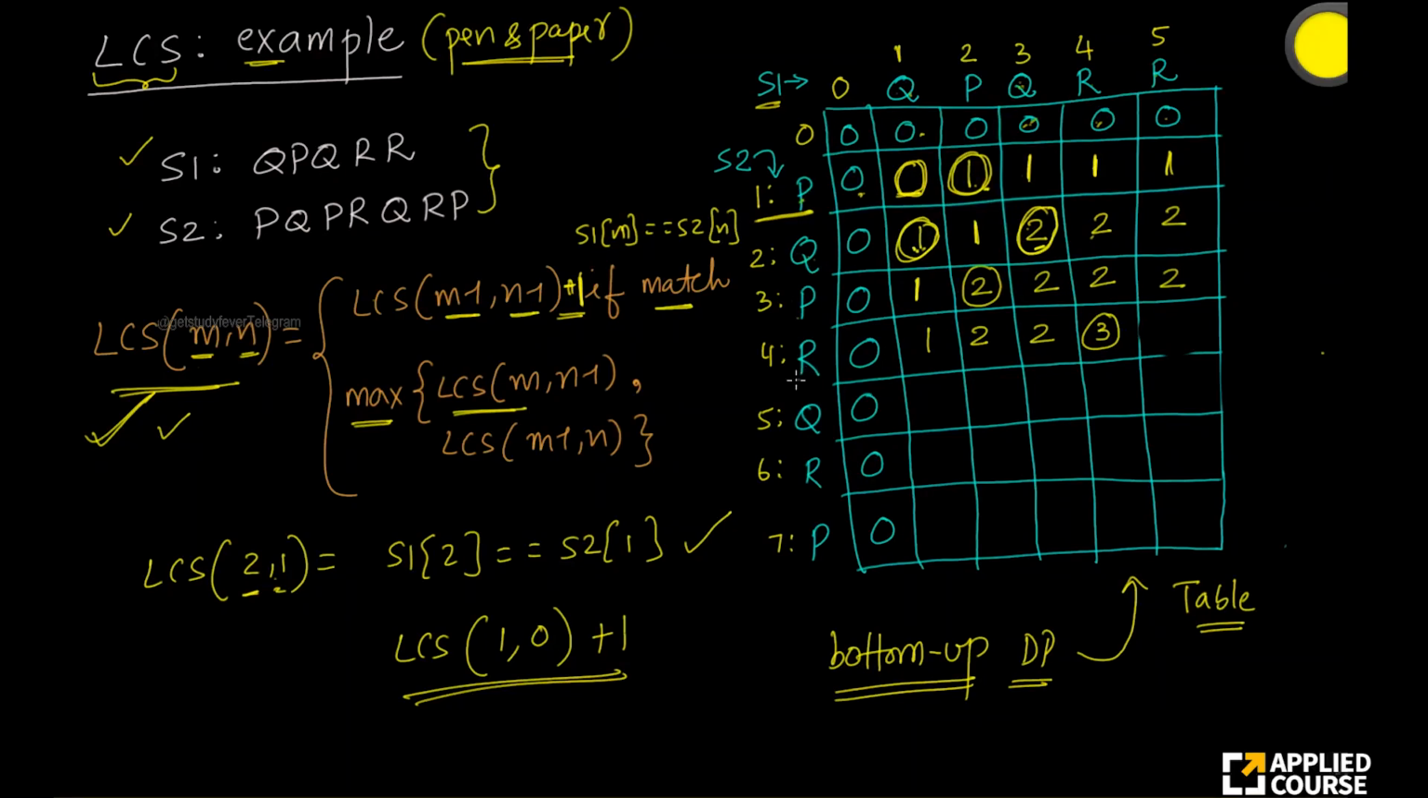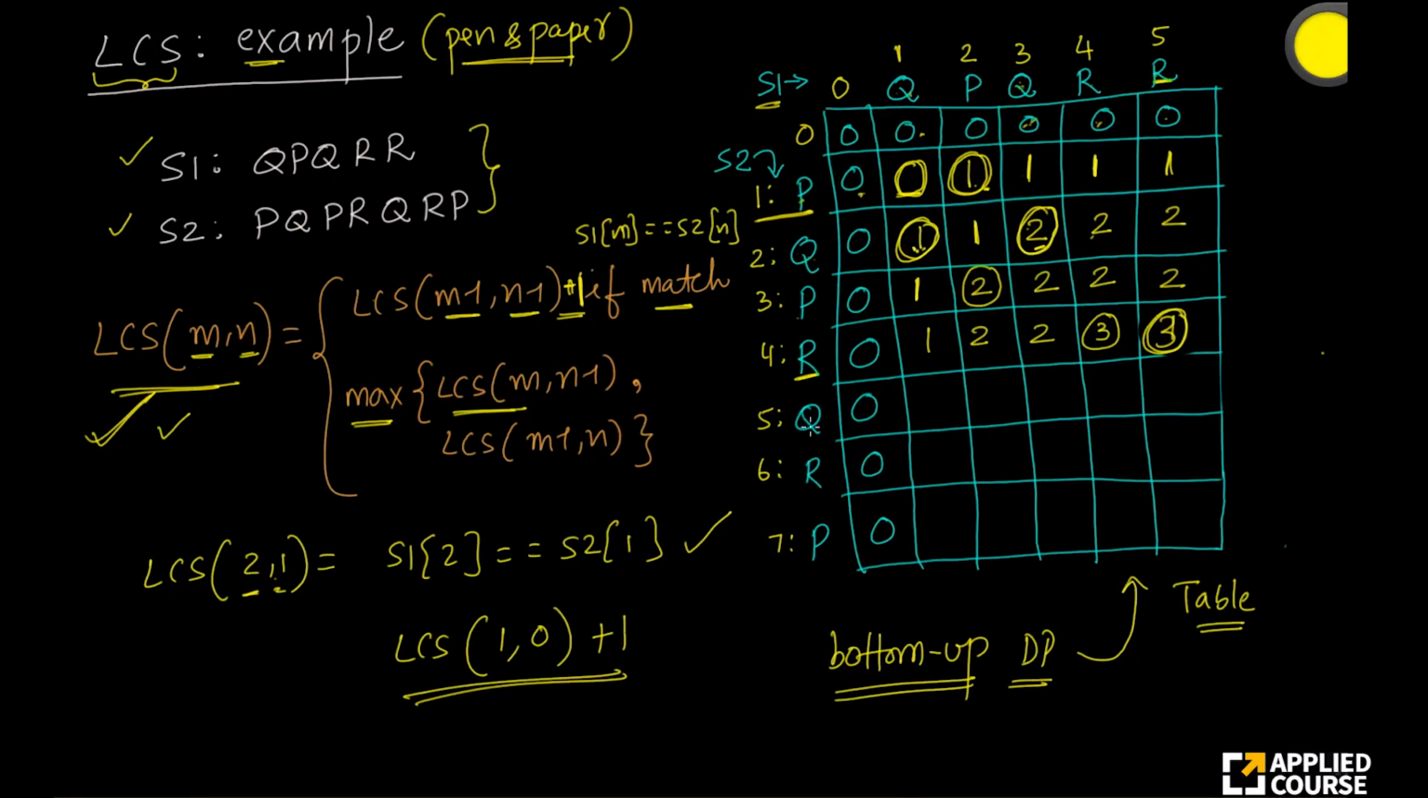Okay, look at this. Here I have R, here I have R. R and R are matching. So what should I do? I should take 2 and add 1 to it, which means I get 3 here. So whether I add 1 to this or I take the max of both of them, I get the same value here. That's why this is an interesting case. Right? Very simple. Again, I'll use the same logic here to keep filling.